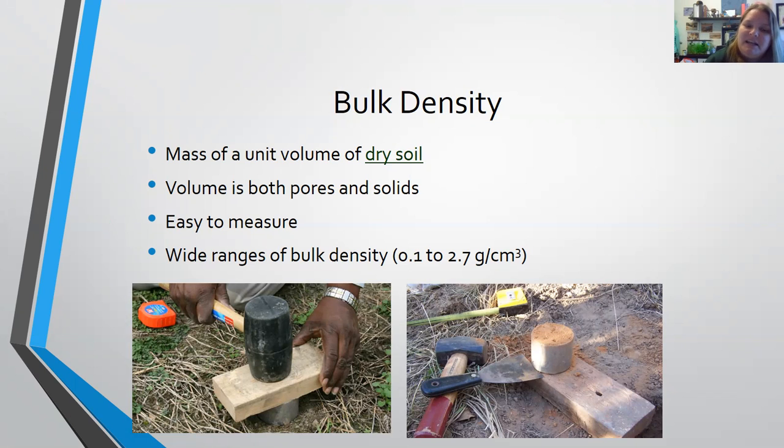Really all you need is some sort of container that you know the volume of. So a lot of times metal cores are used, as you can see here in these images, and it's better to be able to take these metal cores right out to the field and be able to pound them into the ground like they're showing here, because then that core that you pull out should have a sample that's pretty close to what the plants are experiencing in the field.